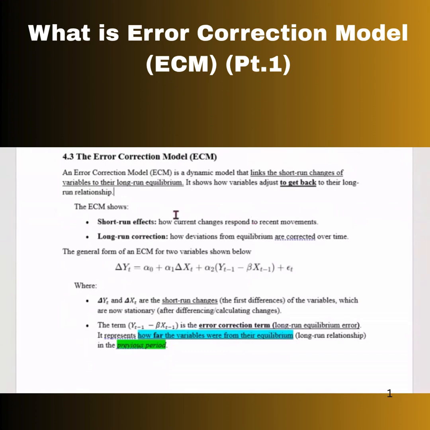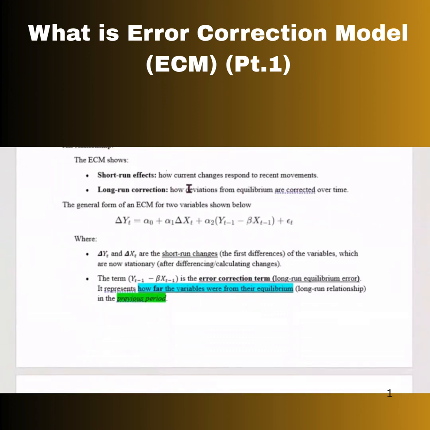Yeah. So the ECM shows the short-run effects, that is how current changes respond to recent movements, and then the long-run correction, how deviations from equilibrium are corrected over time. So this is the key: how deviations from the equilibrium are corrected over time. How are they corrected over time?